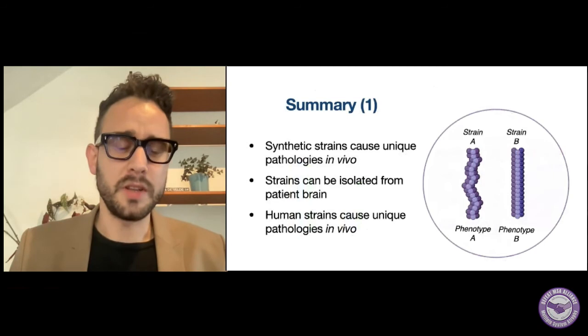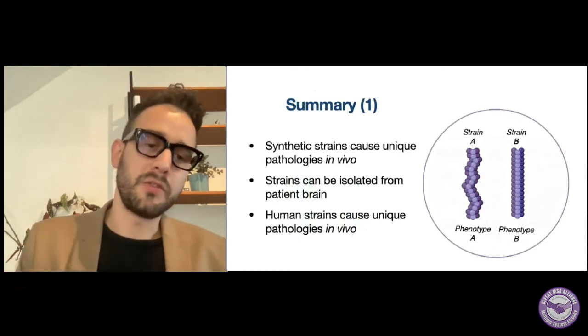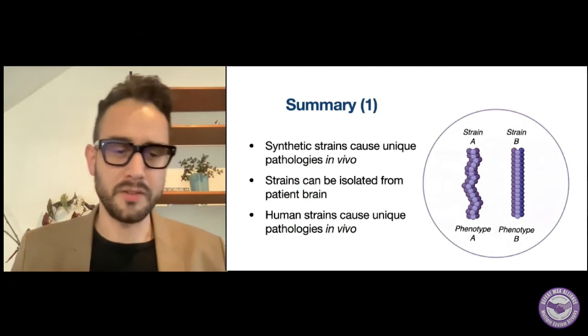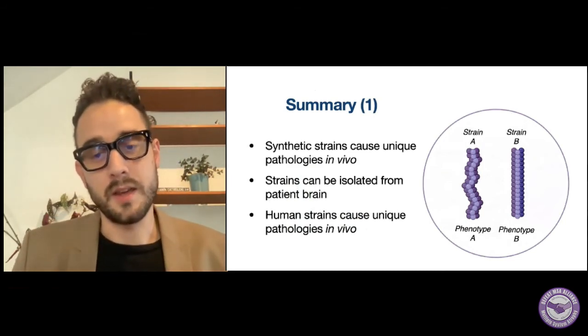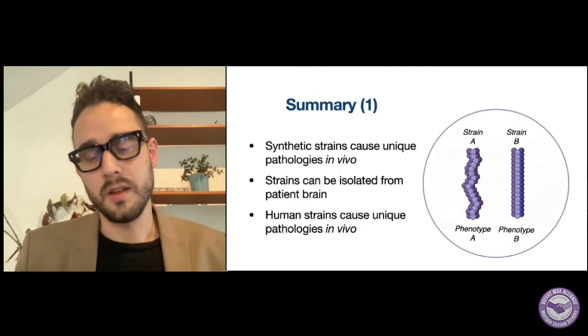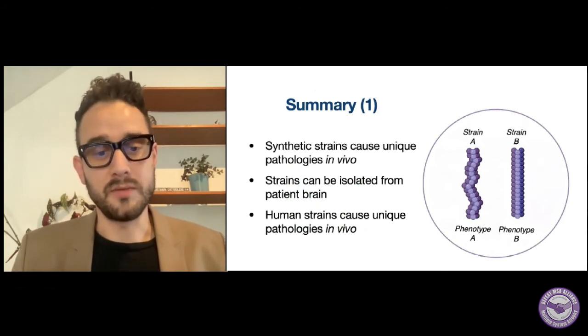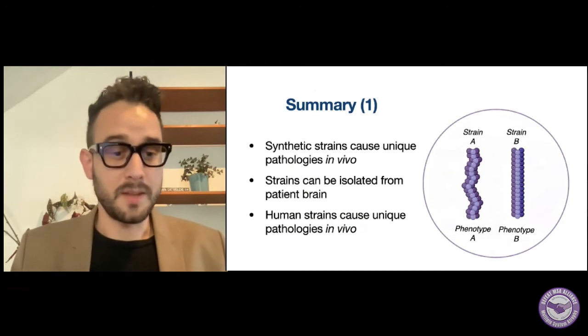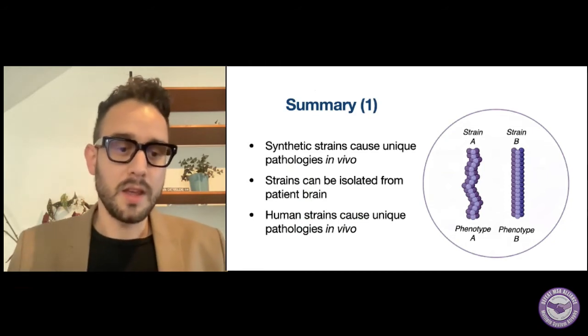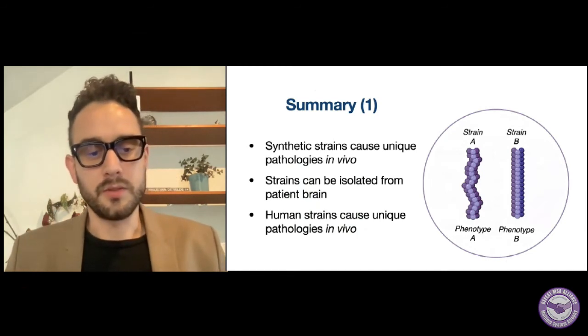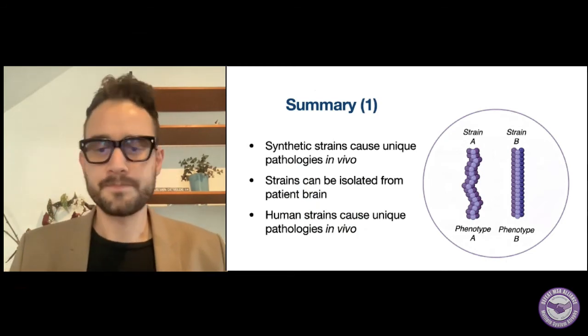So as a quick summary for this first part, what we showed is that synuclein fibrils, so these rods, these big inclusions positive for alpha-synuclein, can have different conformations, different structures, and with that they can cause different and unique pathologies in vivo. Also, they can be isolated from patient brain, and those isolated fibrils also in turn cause unique pathology in vivo.